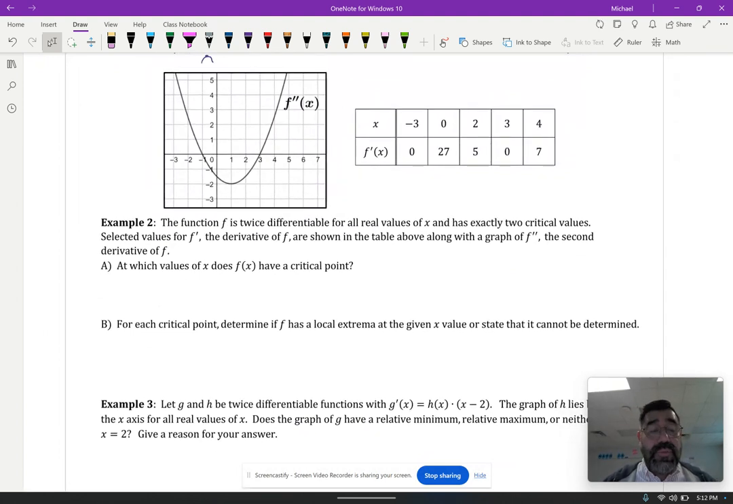Okay, we'll do one more and then we'll pause. Example 2: the function f is twice differentiable for all real numbers of x and has exactly two critical values. Selected values for f prime, the derivative of f, are shown in the table above, along with the graph of f double prime, which is the second derivative of f. At which values of x does f of x have a critical point?